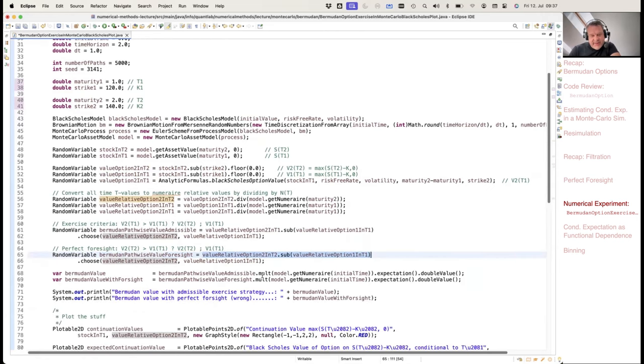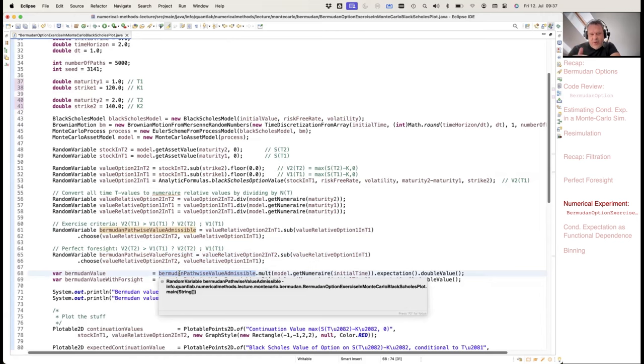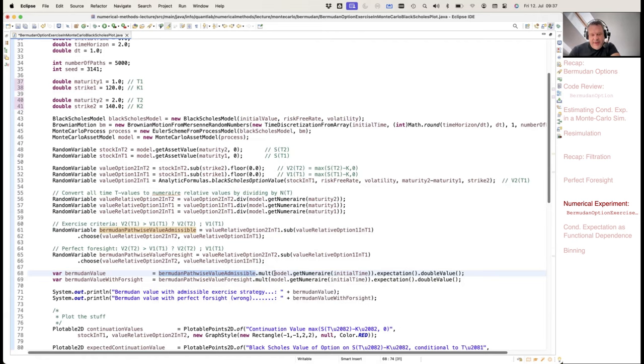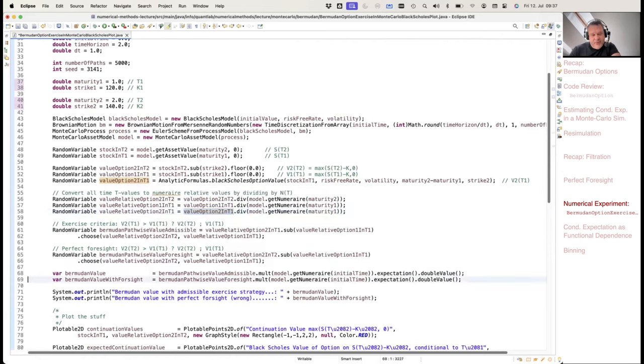Okay, then just divide this value by the numerator, just multiply. So all these values are now numerator relative. If I would like to have the value, I just take the expectation and multiply with the numerator at evaluation time. So I multiply with the numerator at initial time and take the expectation. I get the true Bermudan value with the true decision based on my analytic conditional expectation, and I get the Bermudan value with the foresight.